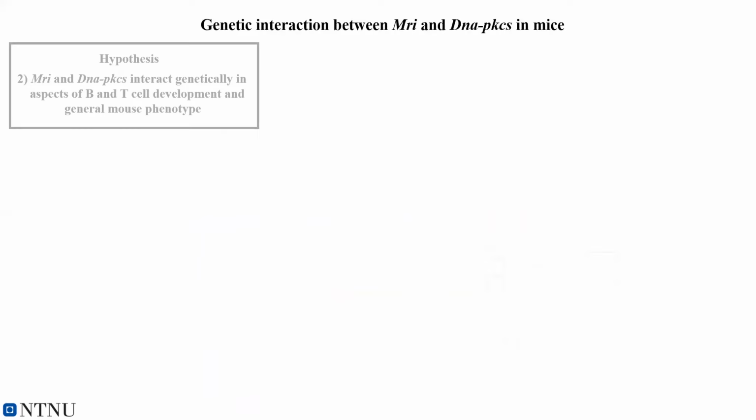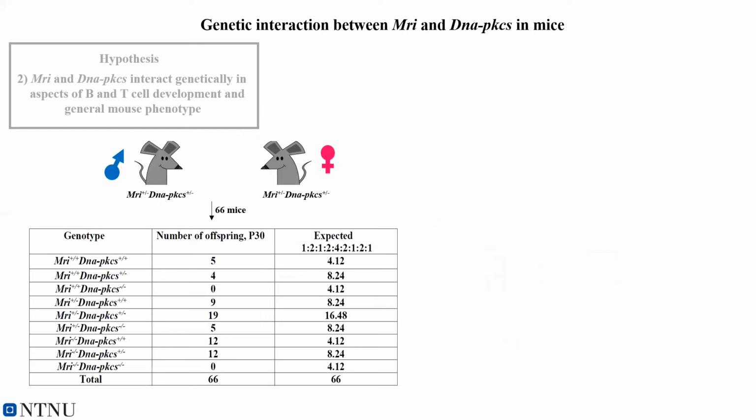To test my second hypothesis, I analyzed 66 mice that were generated from the parents, both heterozygote for MRI and DNA-PKcs genes. Noticeably, I did not find any MRI DNA-PKcs deficient mice. This led me to plan another experiment.